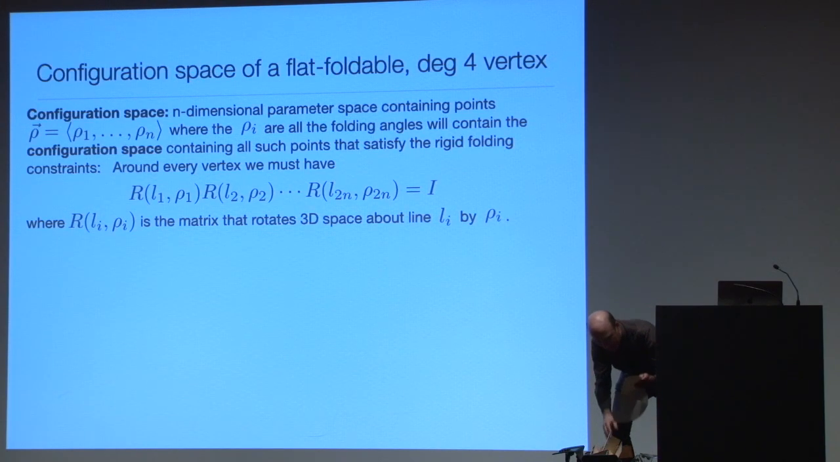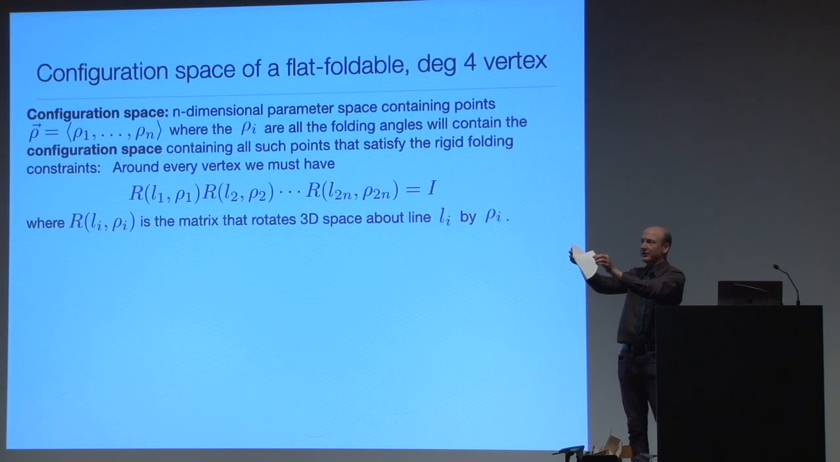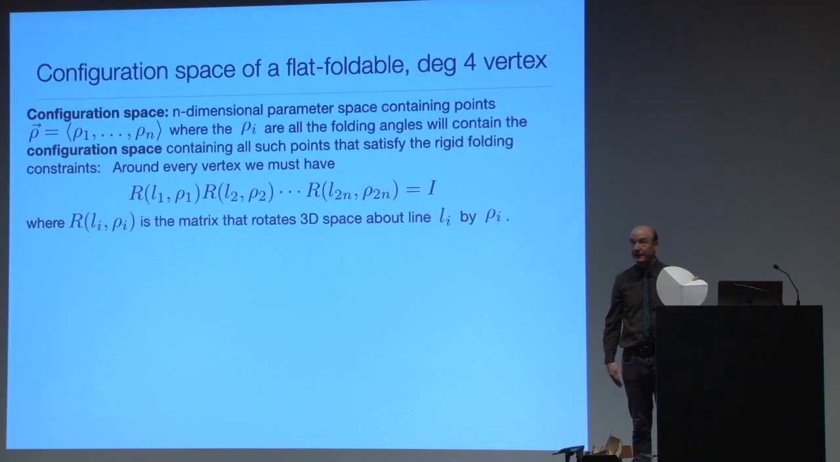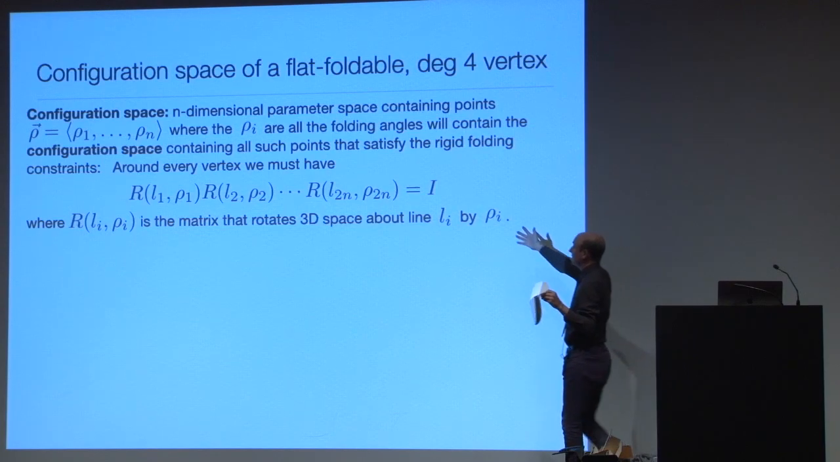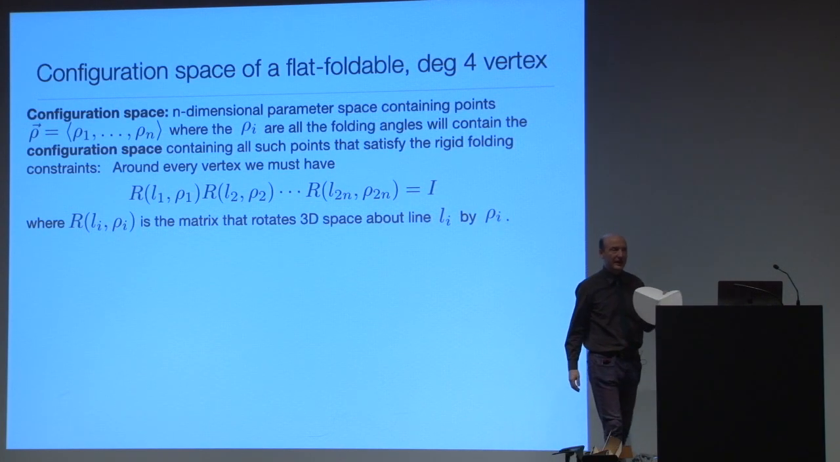Like so. Here's a vertex. I'm folding and unfolding it. This is a degree 4 vertex. Okay, so there are 4 crease lines. As I fold and unfold this, each crease line has a folding angle, all right? And there's a relationship between them that's going to be governed by this matrix equation, okay?